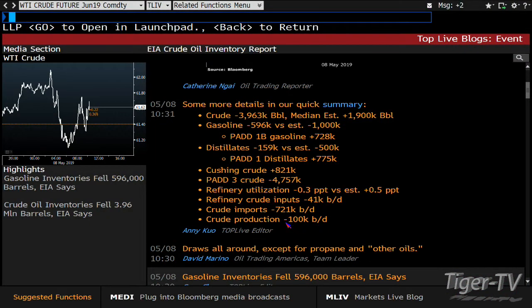Maybe it's so many moving parts. Crude production, well, you're not even producing it in the beginning. Maybe that was down ahead of it. So you have refinery crude inputs down, crude production down. Not helping the market, though. A little bit of a pop, but we'll see where we go.